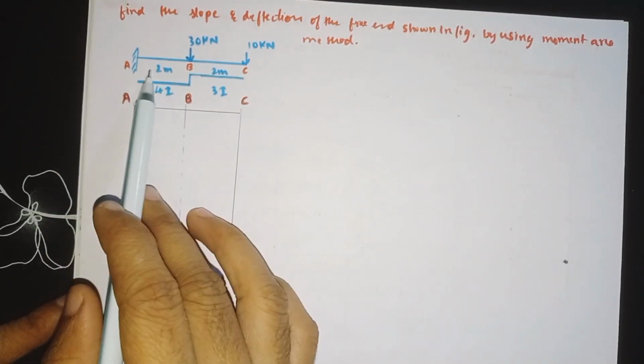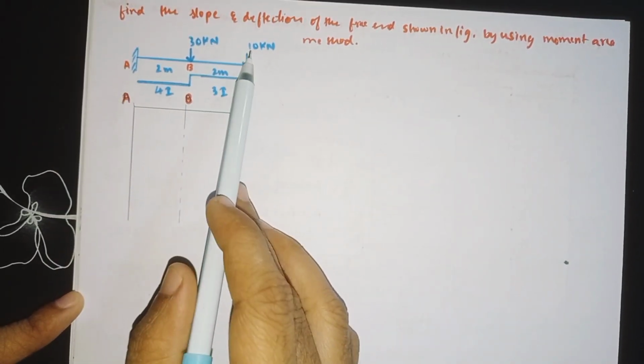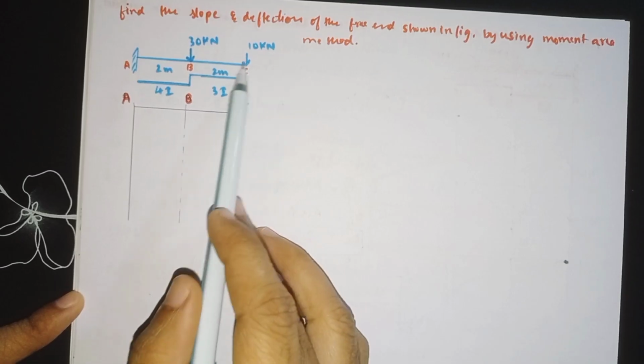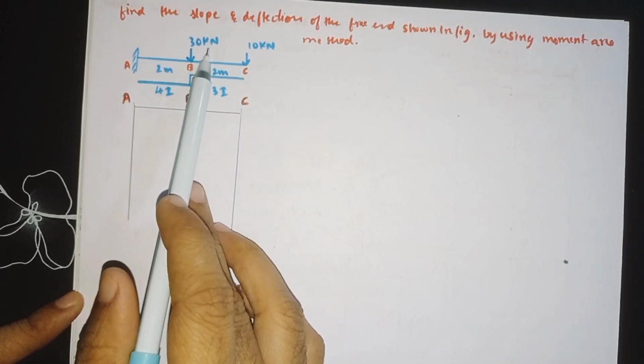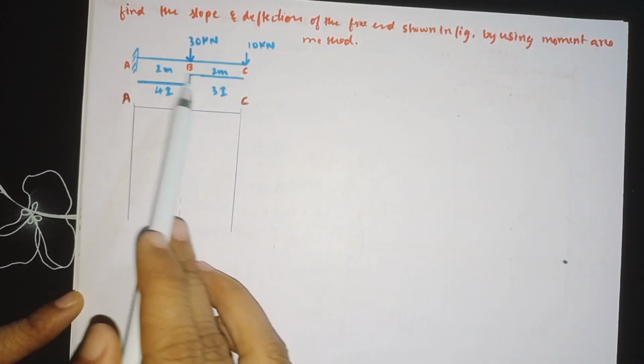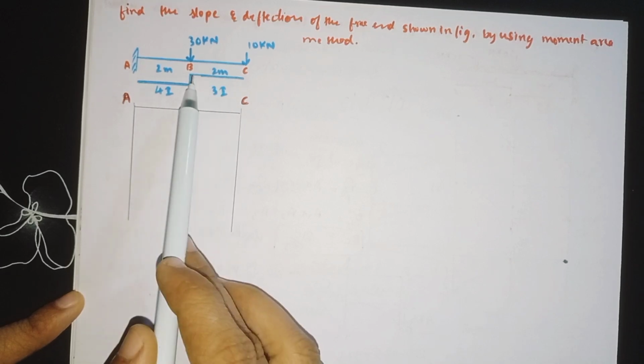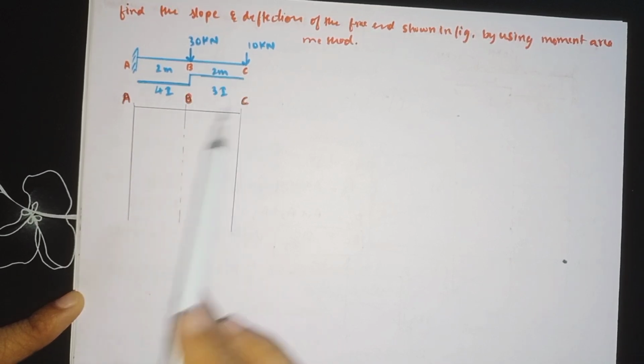So here this is the cantilever beam. Here one end is free. It has a 10 kilonewton point load. Here also a 30 kilonewton point load. From A to B EI is 4I and from B to C EI is 3I.